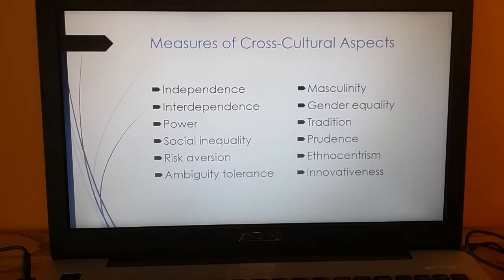Power: I easily conform to the wishes of someone in a higher position than me, or it's difficult for me to refuse a request from someone if a senior asks me. So you go through all of these things, and they are going to impact whether or not you're going to be willing to buy a product from a foreign country.